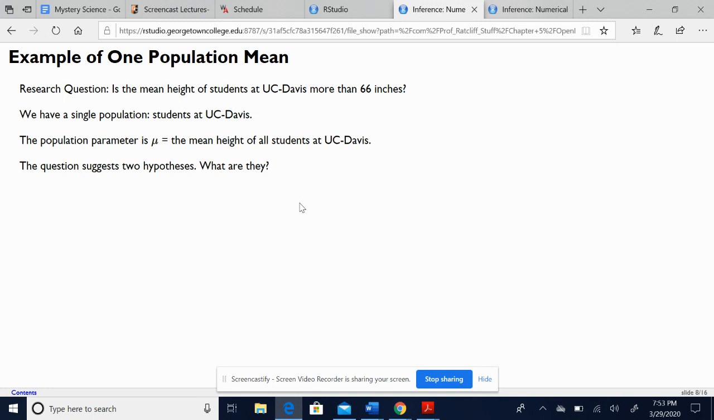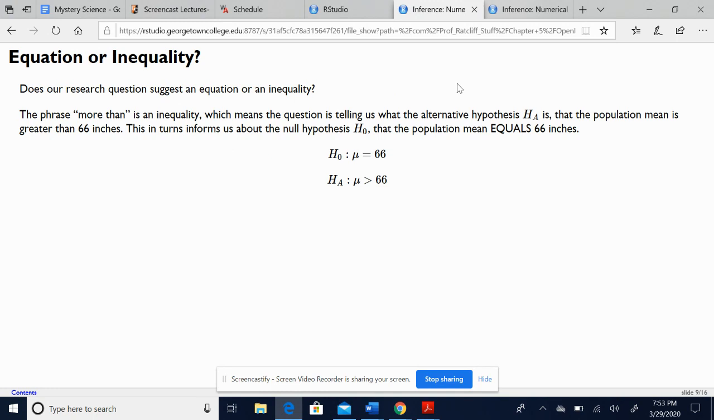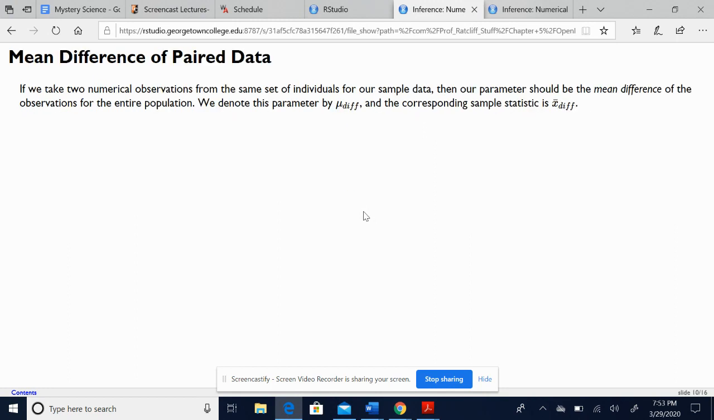So let's look at this. Remember, a null always has to be an equation. An alternative always has to be an inequality. And since we see the words more than, we see that this statement is really addressing the alternative. So I should be able to create the null, mu equals 66, and the alternative, mu is greater than 66. Now, what about if we were looking at mean difference of paired data? Sometimes we need to take two numerical observations from the same set of individuals for our sample data.